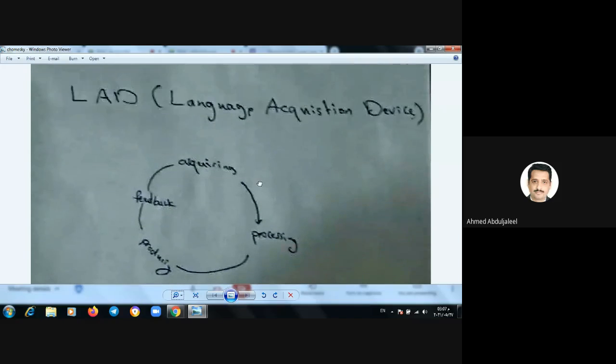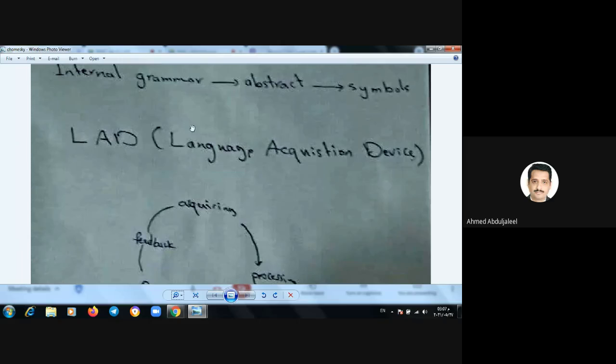So here, all in all, what do we have? We have the LAD to receive vocabulary, and we have internal grammar. This is the way that we have linguistic competence. And this is what Chomsky believes. Clear? We have internal grammar.